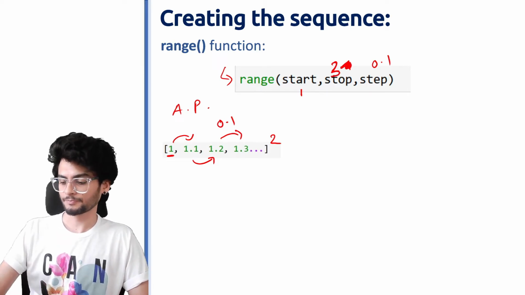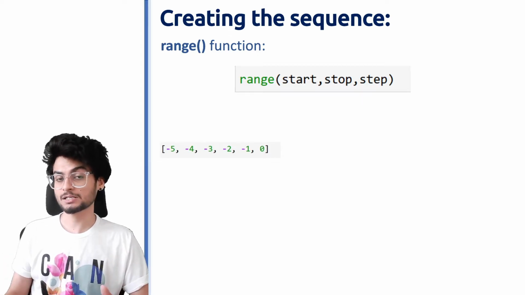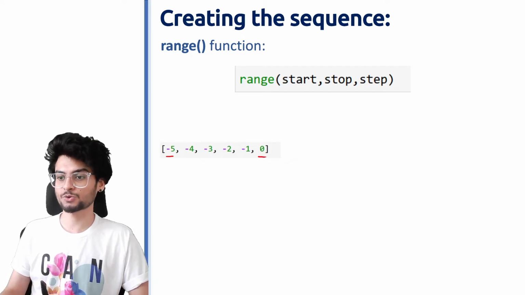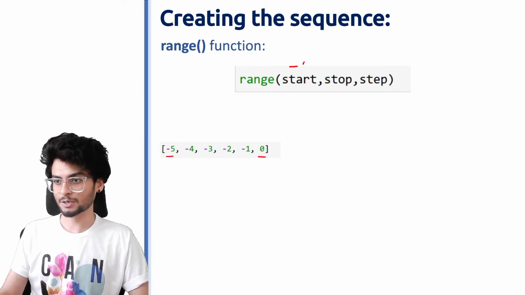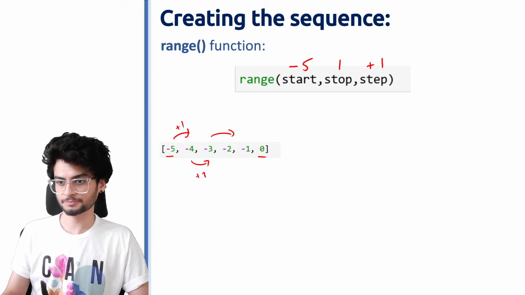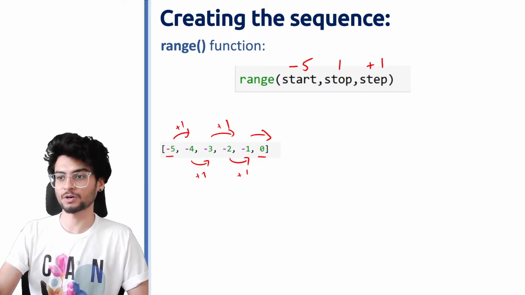Okay. So next type of range which you can create is a negative list. जहाँ पर मैंने negative number से start किया and it is going to 0. So start at -5. I say stop at 1 and step is +1. So +1, +1. Right? So I hope you understand how the range function is working now.